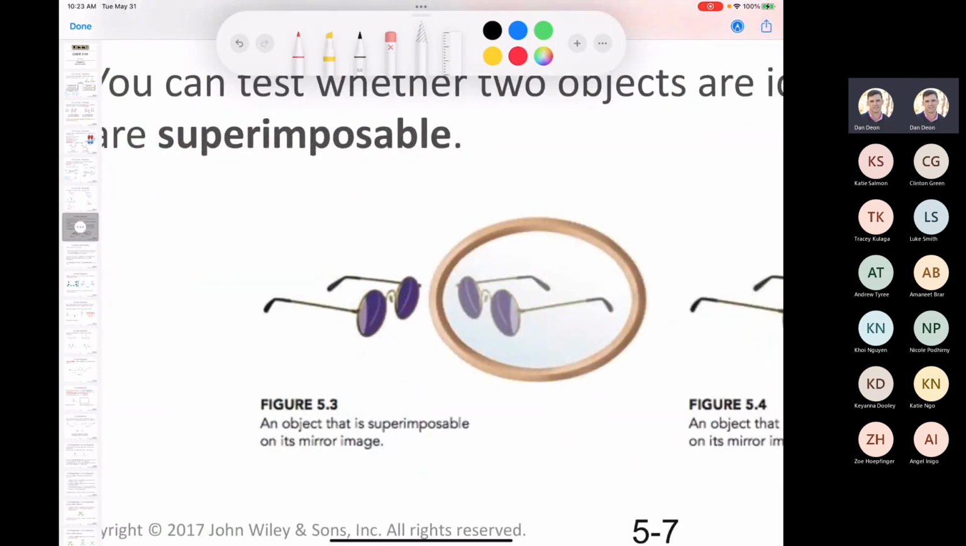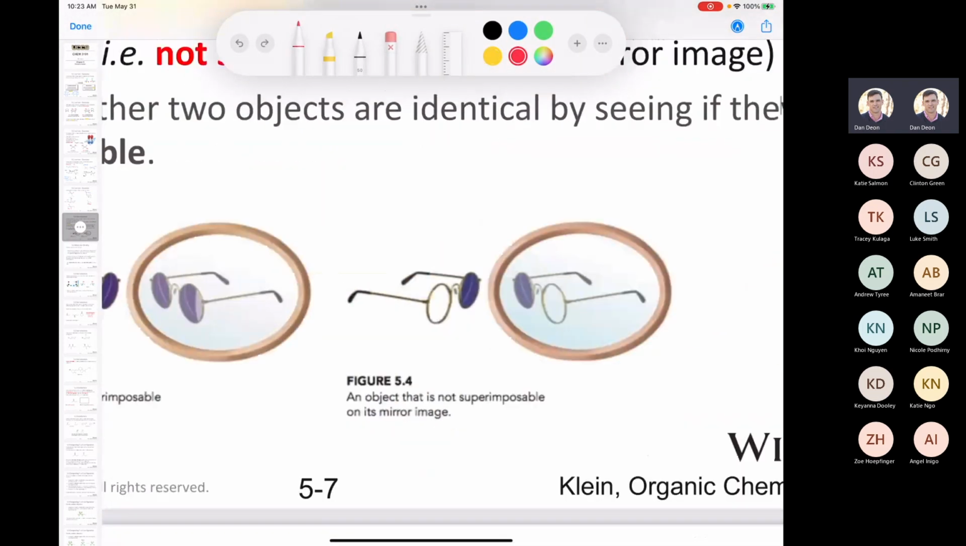If you have both of the lenses intact in the sunglasses, they are definitely superimposable upon each other, right? So you would say that this is not chiral. You would say these sunglasses are not chiral. However, if you were to remove one of the lenses from the sunglasses, so let's say one of the lenses fell out. Now, would this pair of sunglasses be superimposable upon this pair? No, it would not be.